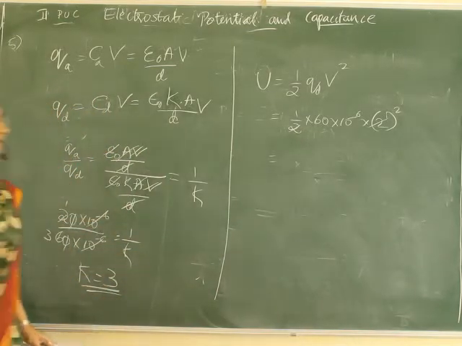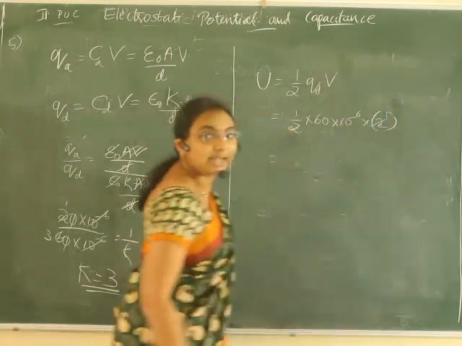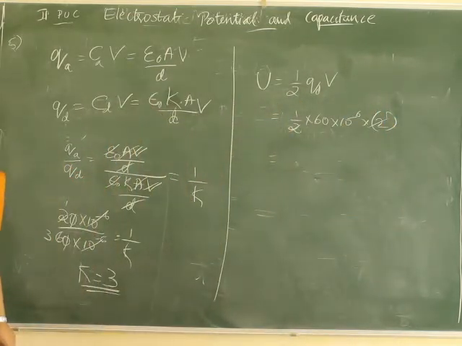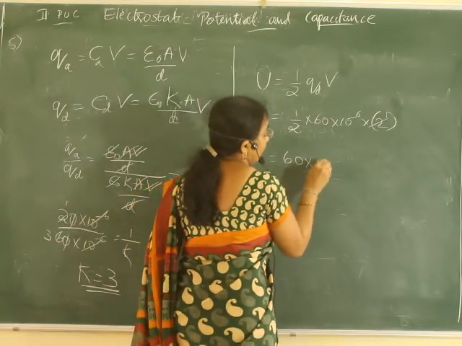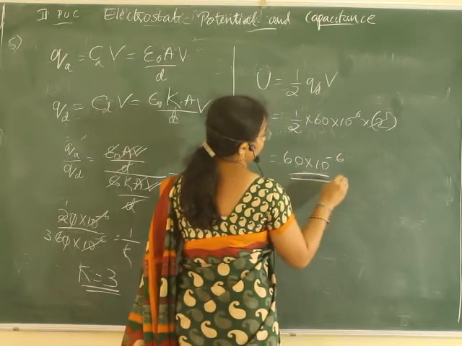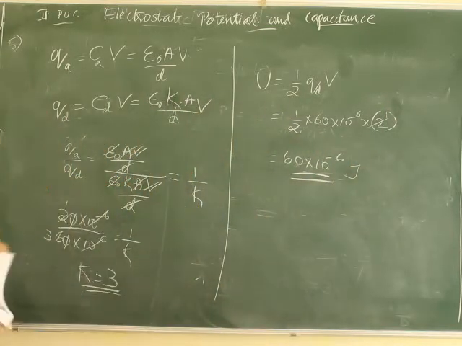V square is not there. I'm sorry. You are right. Thank you for your help. Half QV. The 2 will cancel. So 60 into 10 to the power minus 6 joules. Correct? Joules. Next. Understood? Yes.